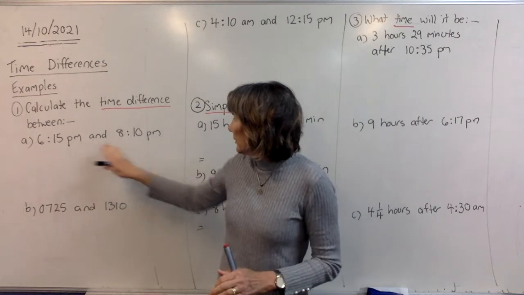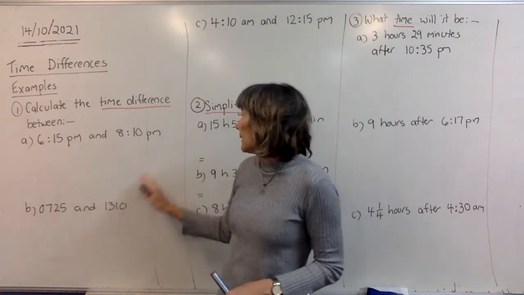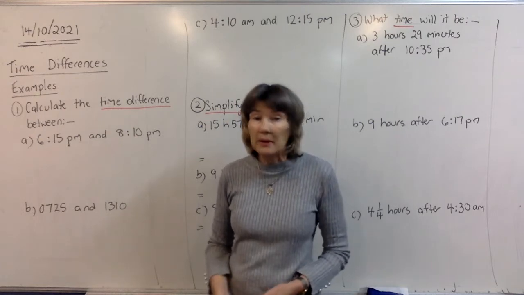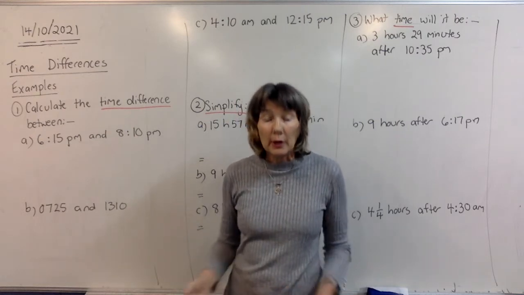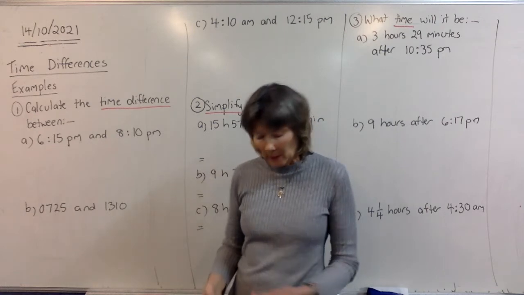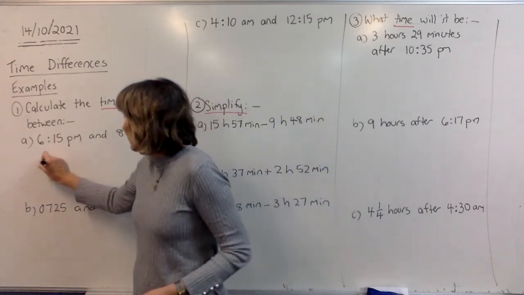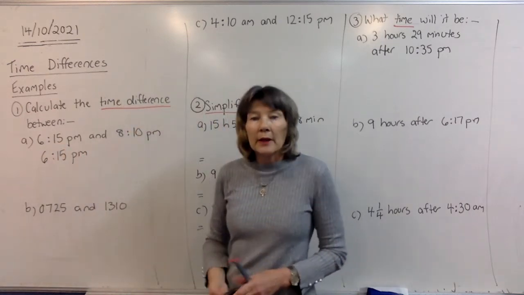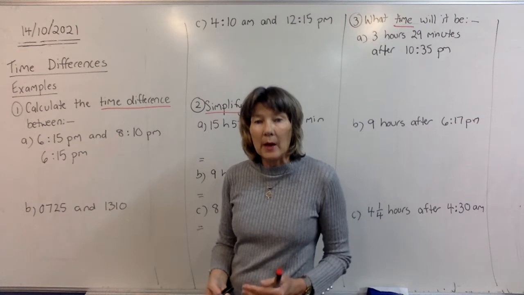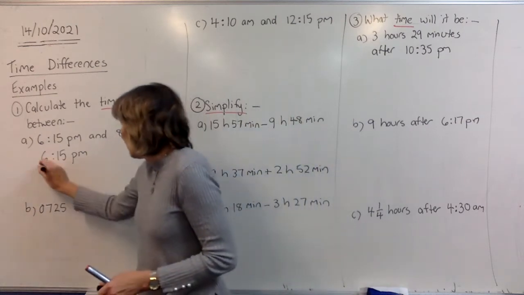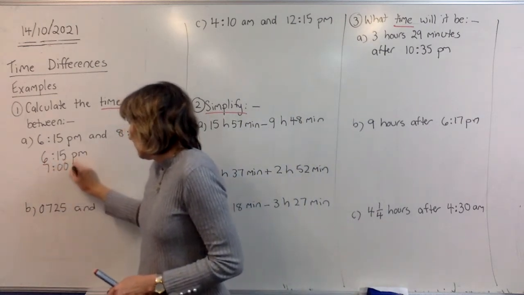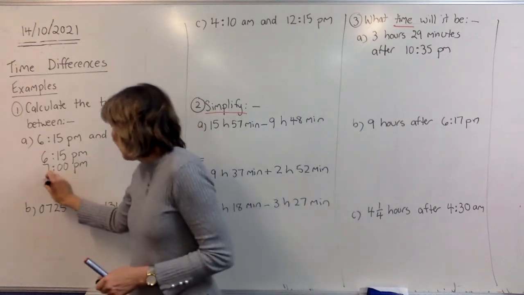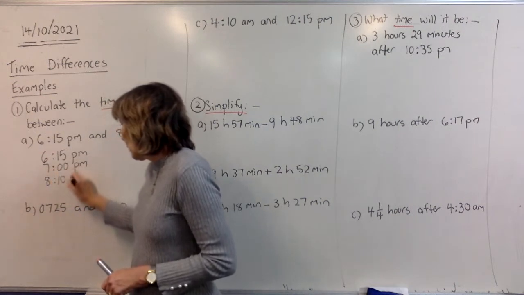So we need the time difference between 6:15 p.m. and 8:10 p.m. So it might be that something starts at 6:15 p.m. and finishes at 8:10 p.m. and you want to know how long it goes for. So we're going to start with the time they give us, which is 6:15 p.m. Now I want you always to take it to the next hour, which would be 7 p.m. Now after that you can probably go straight to 8:10 p.m. and I'll show you what happens.